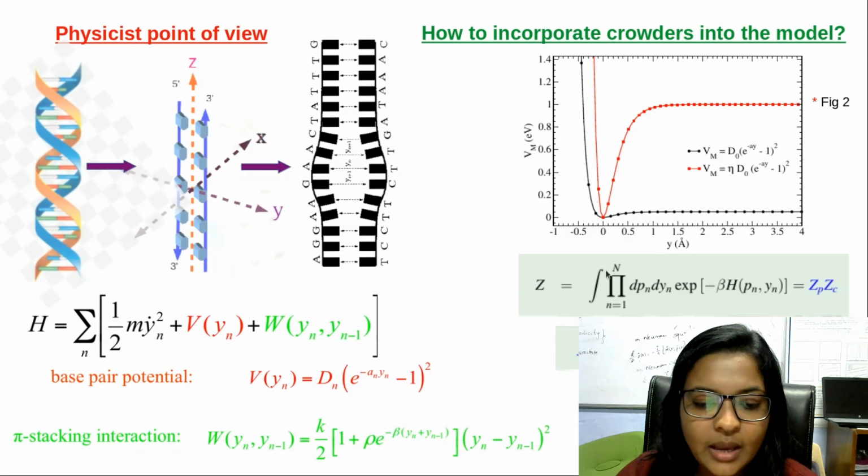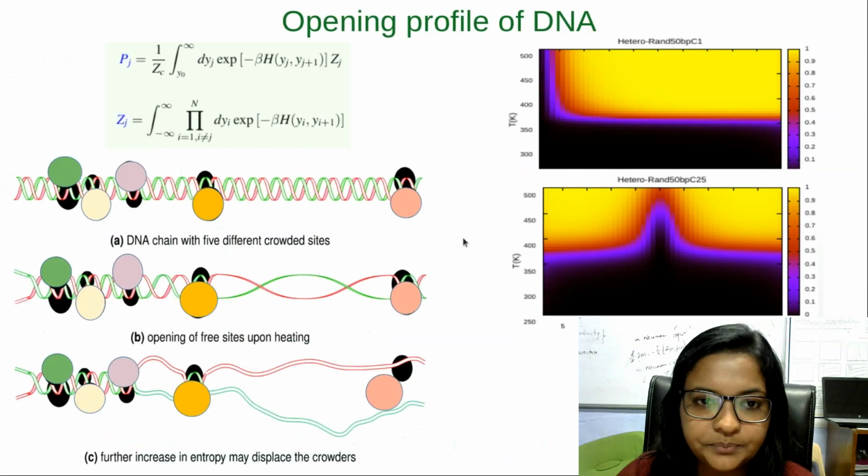After calculating the Hamiltonian, we can calculate the partition function, which is a function of the thermodynamic variables. So we can write the free energy, entropy, specific heat, etc. This is the opening profile of the DNA, and the probability of opening is given by this formula. From this graphical representation, we can say that as we increase the temperature of the system, the crowder will be displaced and the sites are free to open. After attaining a particular temperature, DNA is converted into single-stranded DNA.